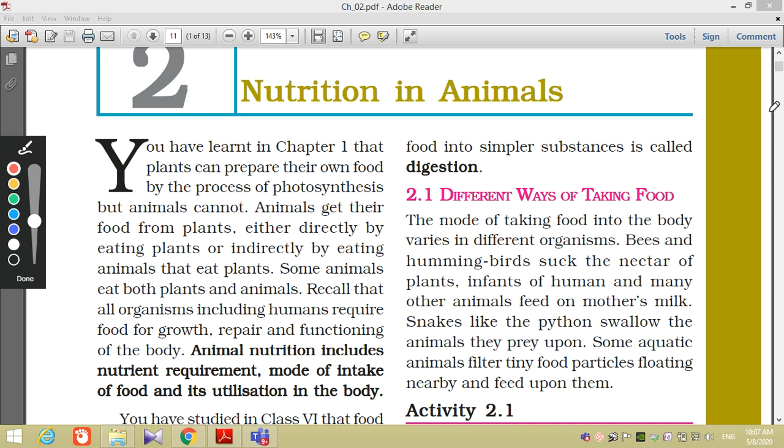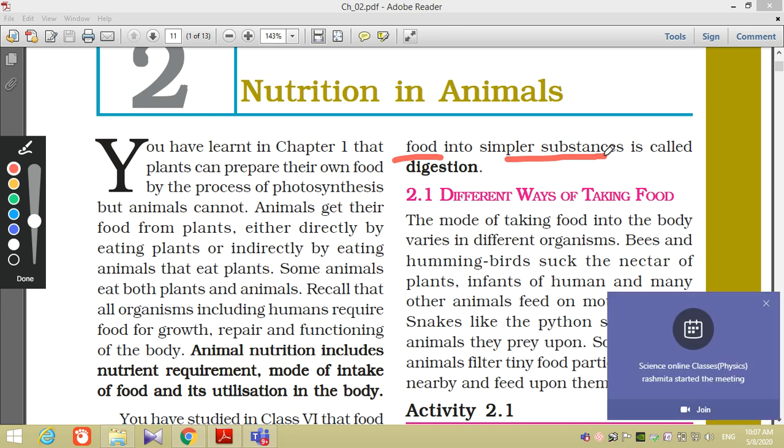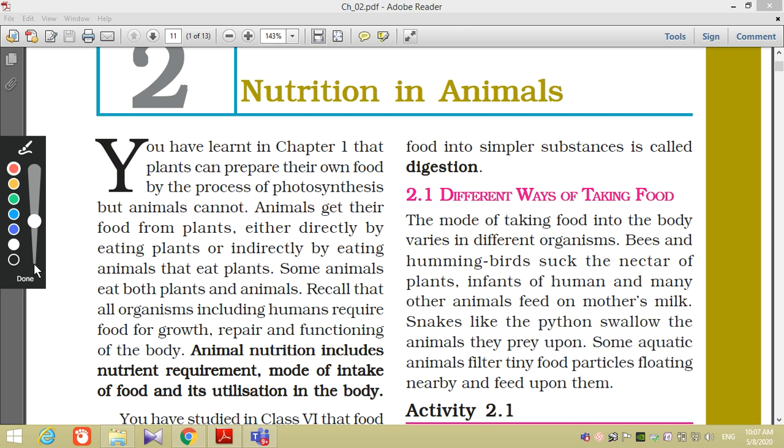And another definition was very important, and that was, what is digestion? Digestion is the process of breaking complex food structure into simple food substances. So that means you are breaking complex food into simpler substances. This process is known as digestion.